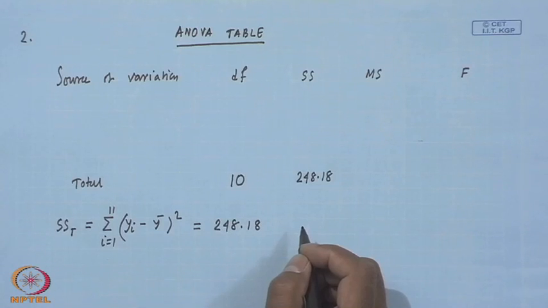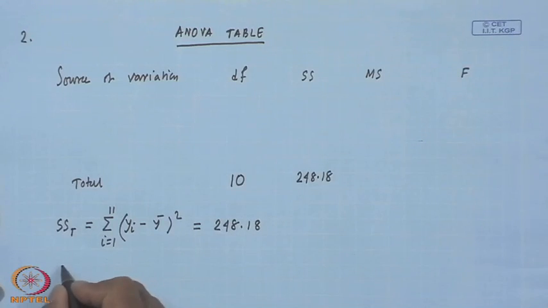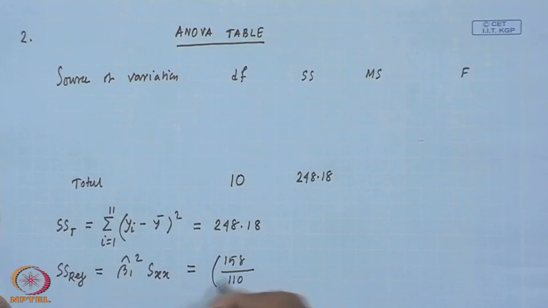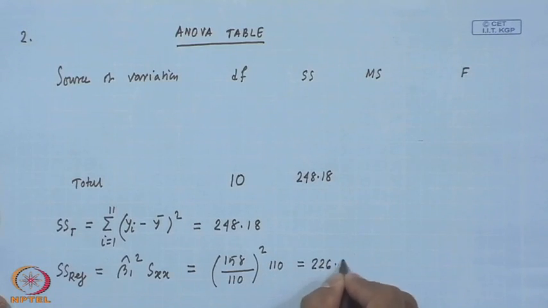Now, you can compute SS regression. SS regression is beta 1 hat square S x x and we know that beta 1 hat is 158 by 110, squared, and S x x is 110, right. So, this is equal to 226.94.